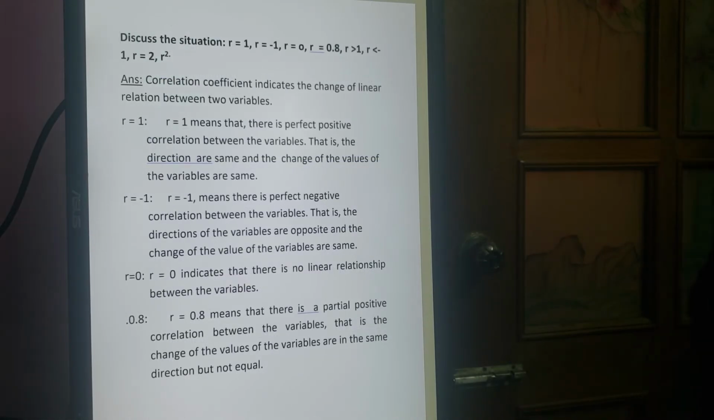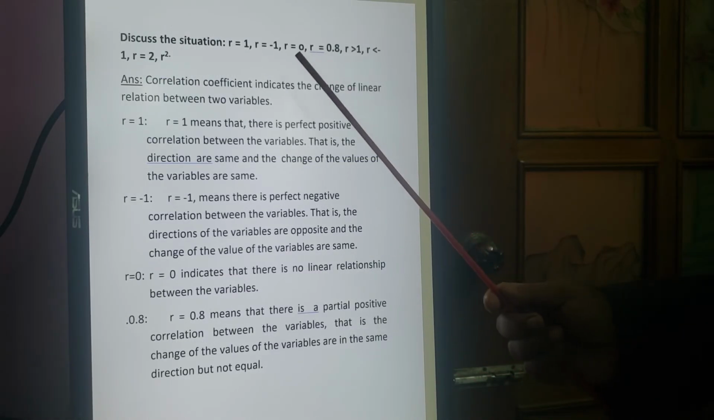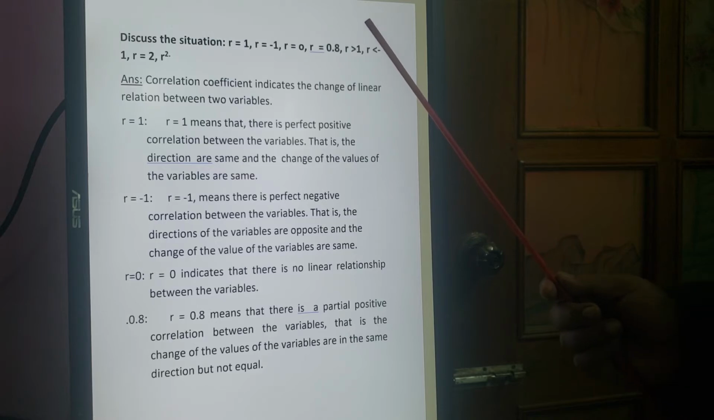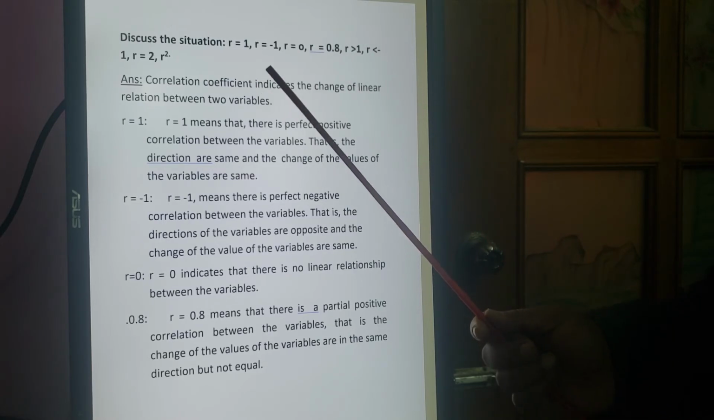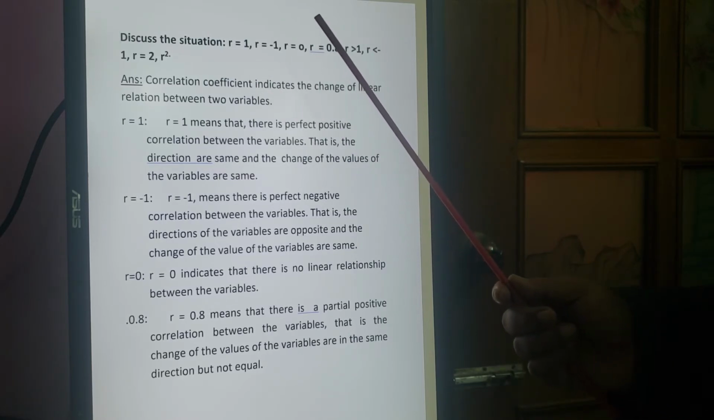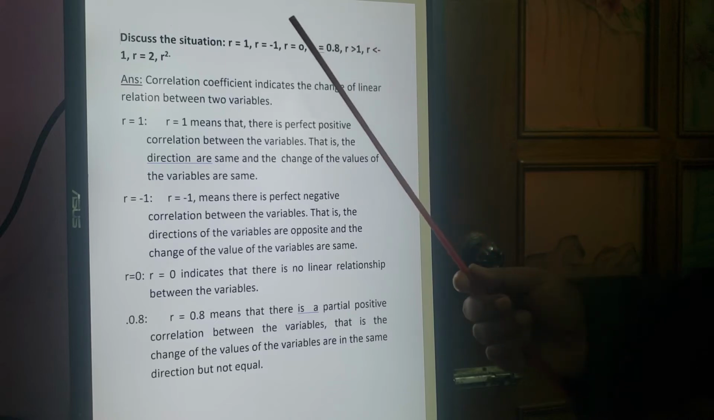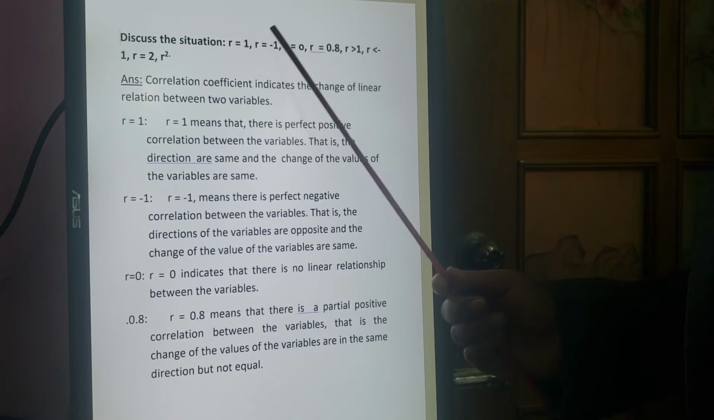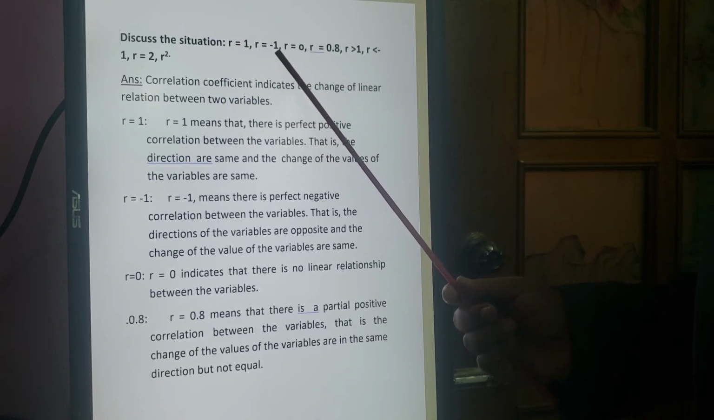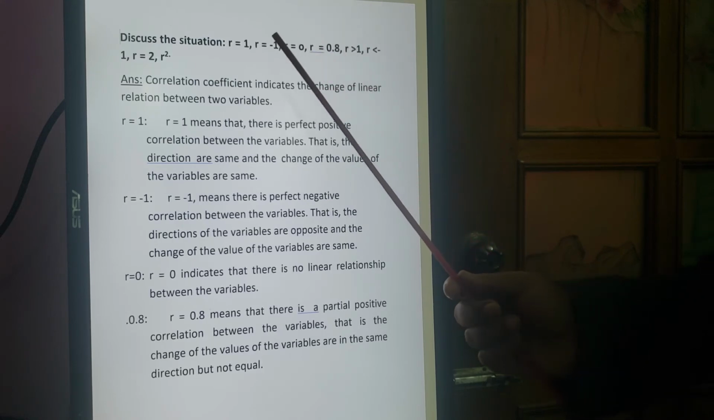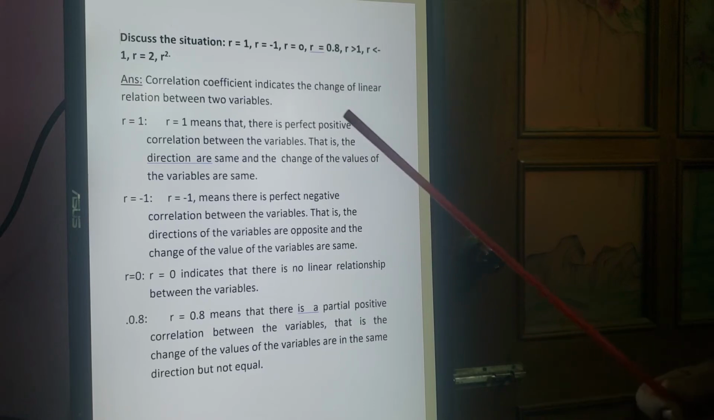Now we'll discuss how to comment if some values of r are given. Usually you can get this type of question in question B. In question B of the descriptive questions you can get: if r equal to 1, explain; if r equal to minus 1, explain; r equal to 0, explain, like this. So if r equal to 1, what will you comment?